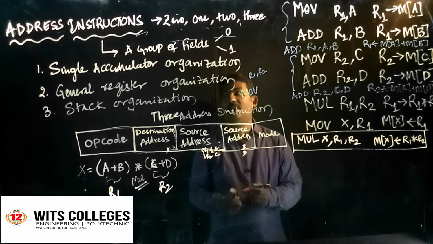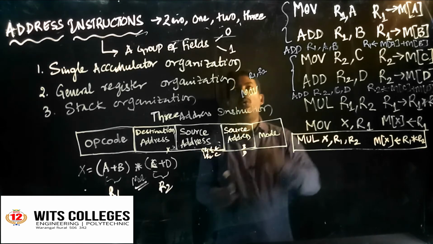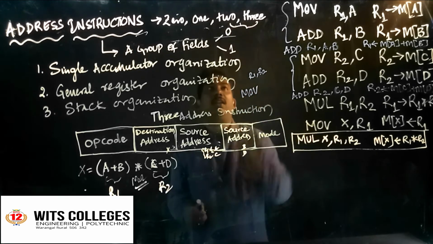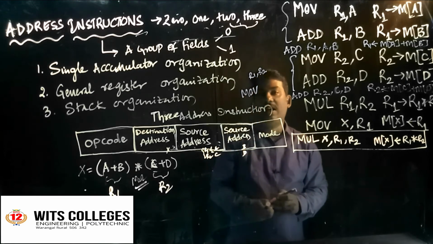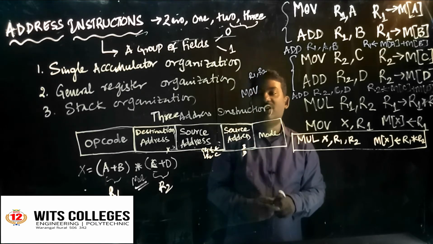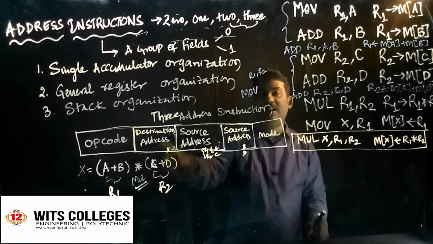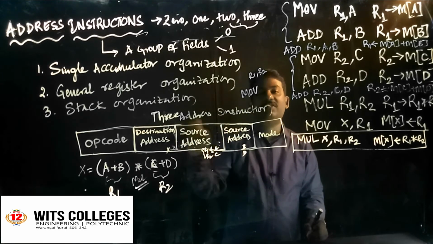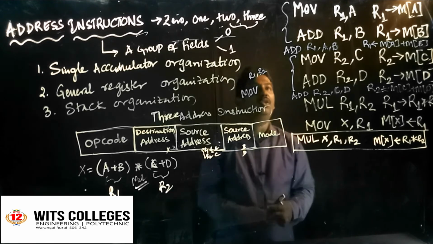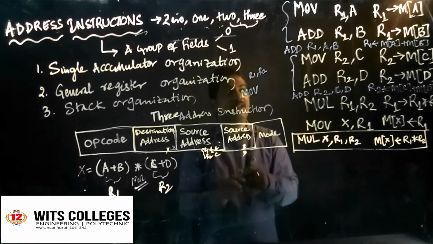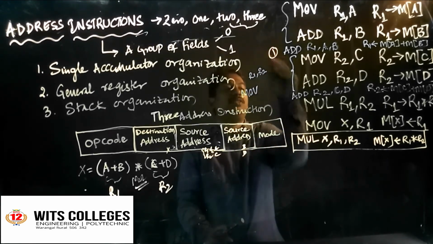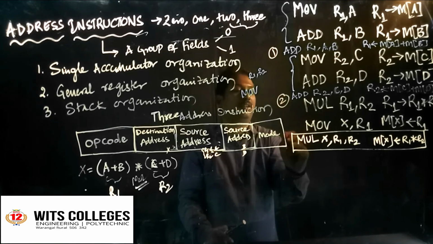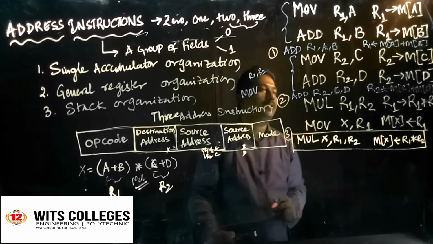So this is the major difference between the two address and 3 address instruction. Whereas in 2 address instruction we have only one source and one destination, in 3 address we have 2 sources and one destination. So we reduce the steps. First step is here, second step is here, third step is here. With the 3 steps, we completed.